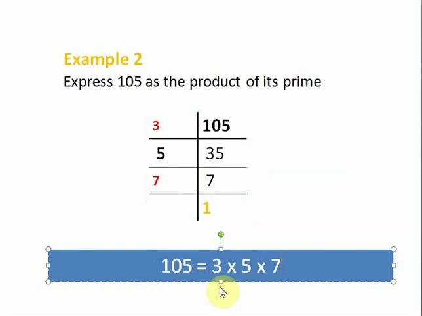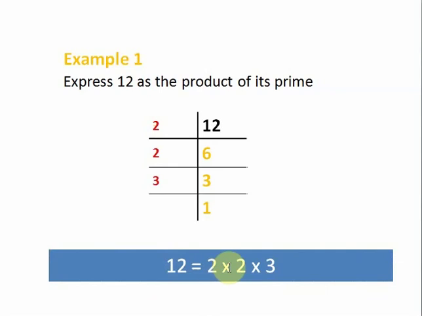So this is how we write 105 as the product of its primes, and this is how we write 12 as the product of its primes.